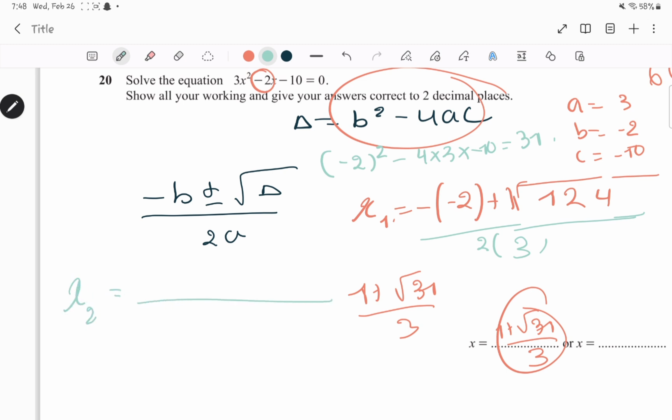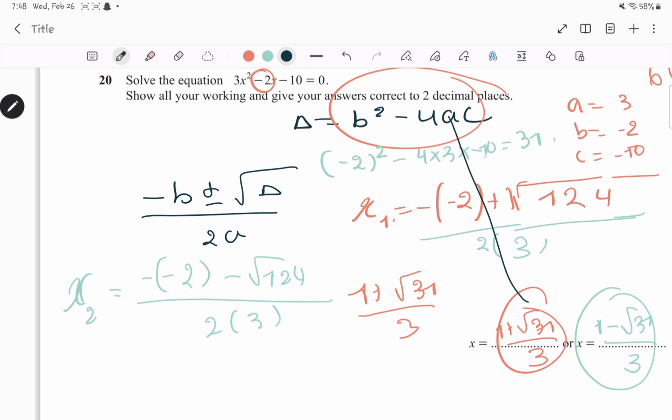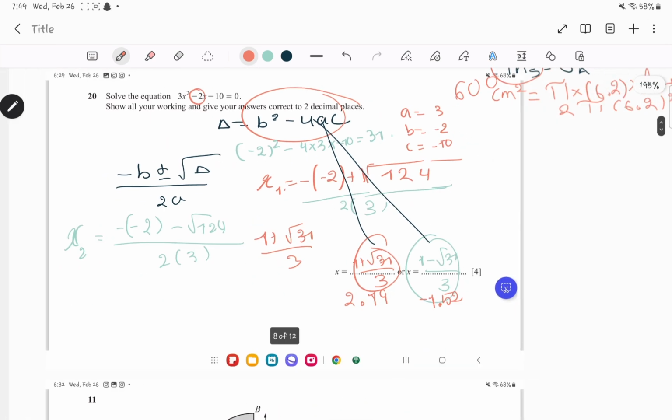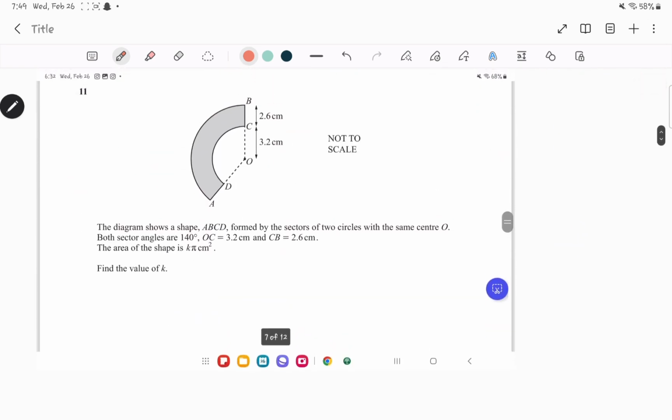x2 is equal to minus 2 minus radical 124 over 2 times 3. So it's going to be 1 minus radical 31 over 3. Now, if you put these answers, you would get them wrong. Why? Because they need them to 2 decimal places. So on the calculator to 2 decimal places, this is going to be 2.19, and this is going to be minus 1.52.